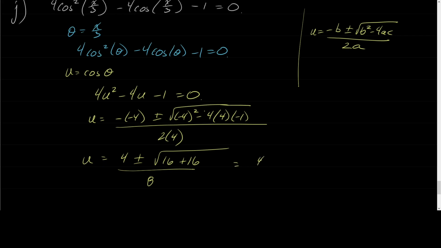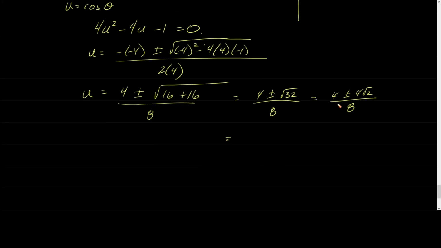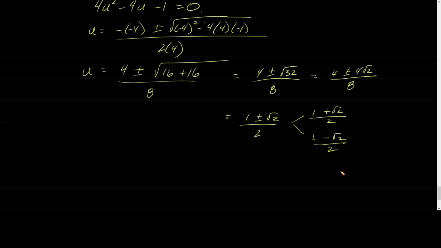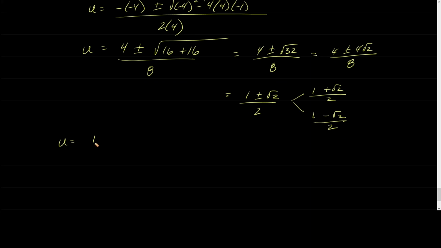Now in here, let's simplify this a little bit. 16 plus 16 is 32. The thing is that 32 is 16 times 2, and the square root of 16 is 4. So we have 4 plus or minus 4 radical 2 over 8. Yielding, if I divide everything on top and bottom by 4, 1 plus or minus radical 2 over 2. Essentially giving me the possible solutions of 1 plus radical 2 over 2 and 1 minus radical 2 over 2. All right, and that's our values of u. So we've got u is equal to 1 plus radical 2 over 2, or u is equal to 1 minus radical 2, and all of that over 2.